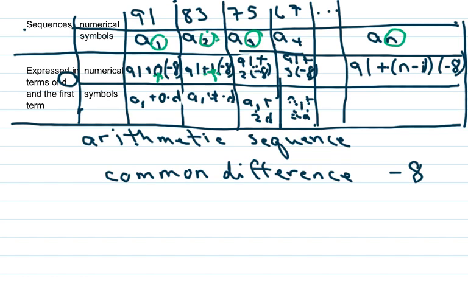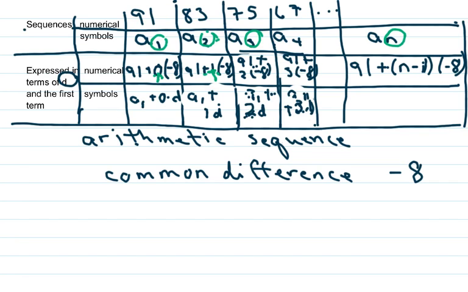Okay? So I'm going to do this again. It looks a little sloppy. All right, so A sub 1 plus 1 times D. I'm going to just stick it down here. A sub 1 plus 2 times D. And A sub 1 plus 3 times D.